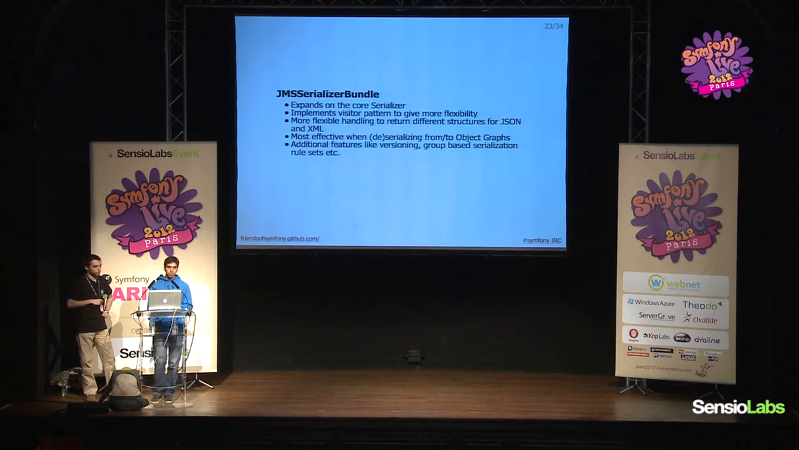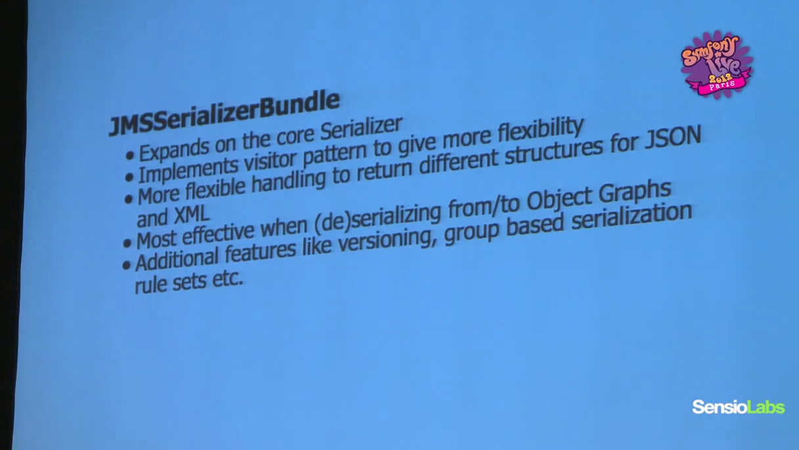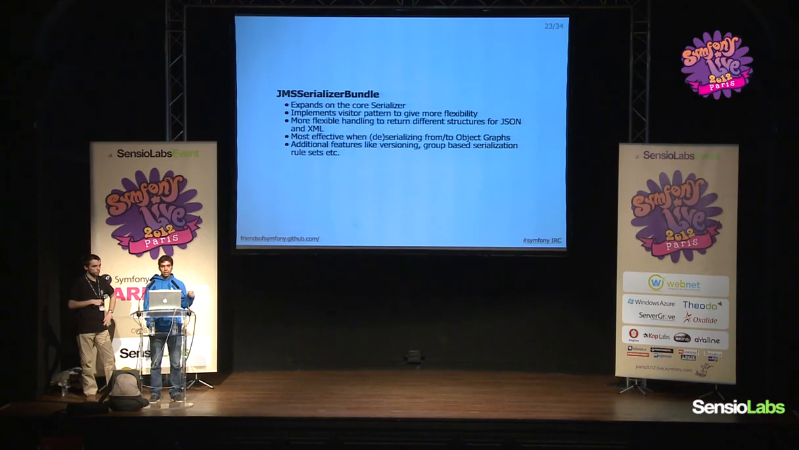The idea here is that it uses what is called the visitor pattern. So you can define visitors, and the bundle comes with a bunch of core visitors that basically traverse the object graph, and any visitor can specify if it has completed manipulating that object graph into the given data structure that you're trying to serialize to. What that means is you can do very flexible serialization strategies that are different for each format. So you can really provide an optimized XML structure and an optimized JSON structure from the same object graph.